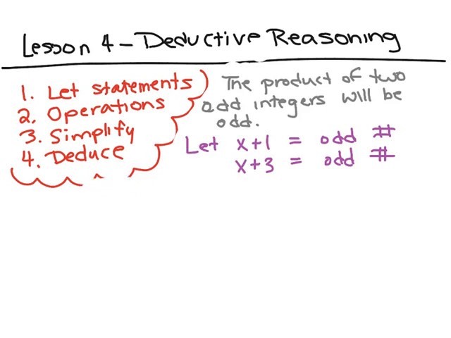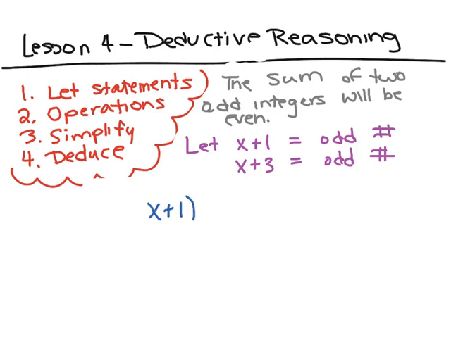I'll erase that. So our conjecture says that the product of two odd integers will be odd. And I wrote the question down. This is supposed to say sum, not product. My bad. Okay, so we're going to add together both numbers. So x plus 1, oh, it's supposed to say that the sum of two odd integers will be even. Man, I'm just writing this down wrong.